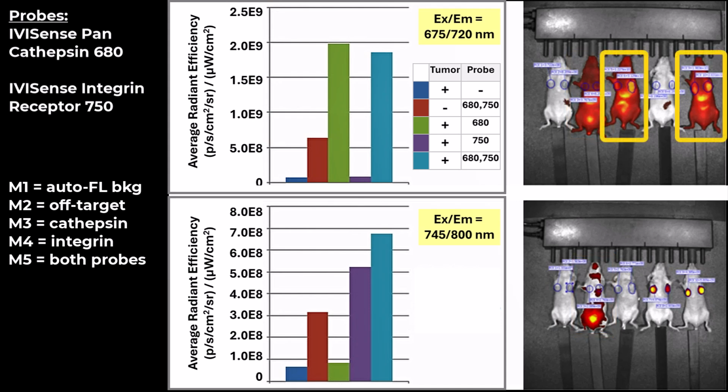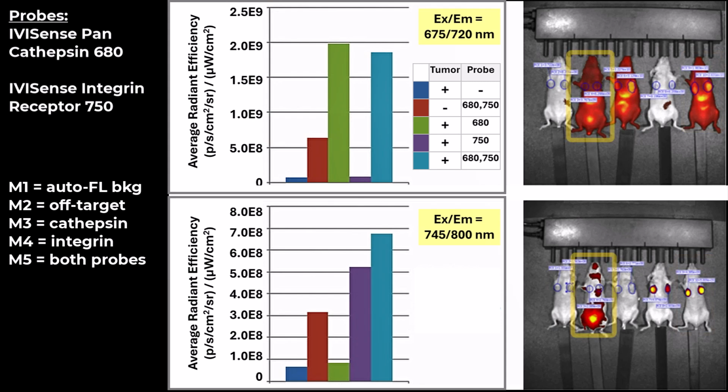Tumor signal at 680 nanometers is only seen in mouse 3 and mouse 5, those that received an injection of the IVASense pancathepsin 680 probe. Tumor signal at 750 nanometers is only seen in mouse 4 and 5, those that received an injection of the IVASense integrin receptor 750 probe. Mouse 5 illustrates the ease of capturing both integrin expression and cathepsin activity in the same tumor-bearing mice.